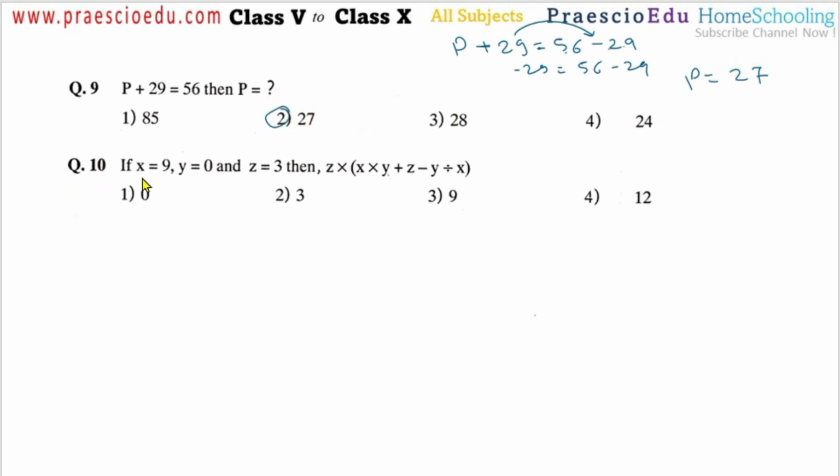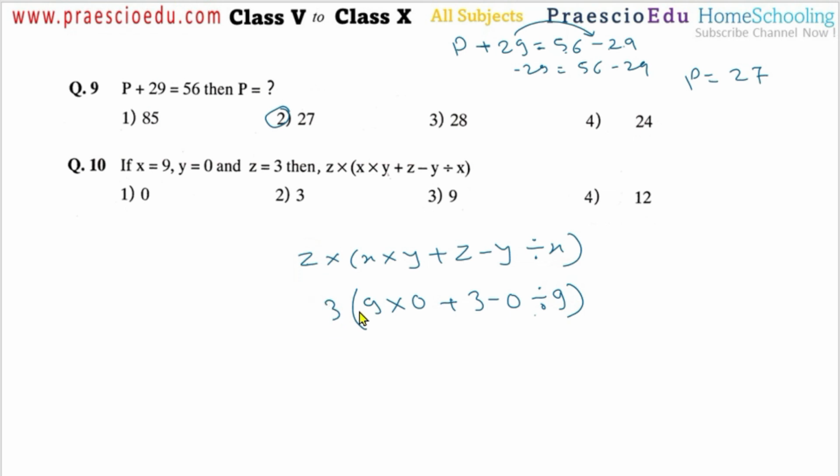Now question number 10. If x is equal to 9, y is equal to 0, z is equal to 3, then z multiplied by the bracket of x multiplied by y, plus z minus y divided by x. So we will put in the x, y, z values. So x is equal to 9 here, bracket as it is, multiplied by y equals 0, plus z equals 3, minus y which is 0, divided by x which is 9, and this z is 3. So 3 multiplied by this bracket. So we will first solve the bracket.